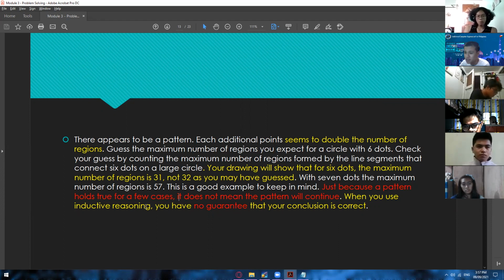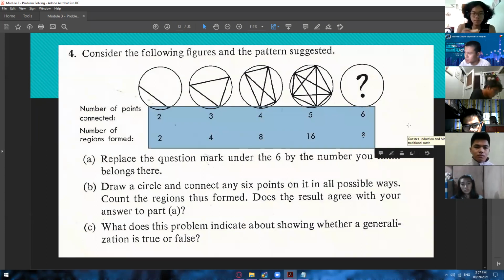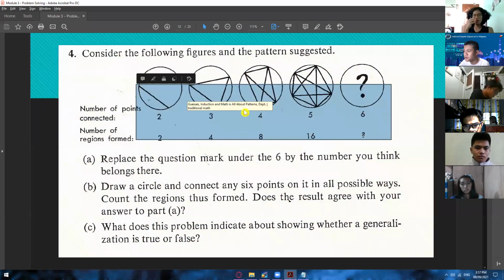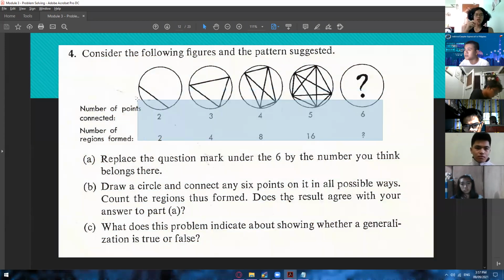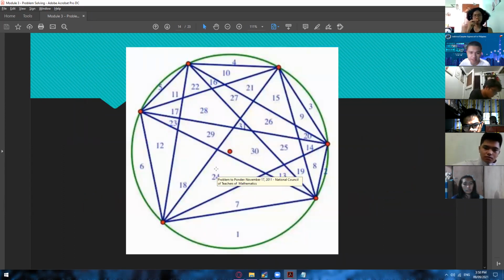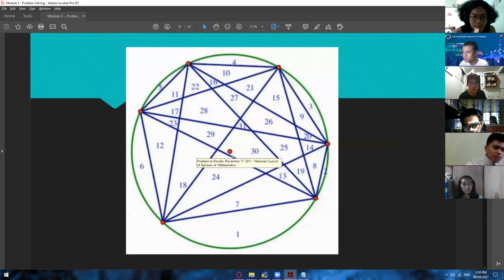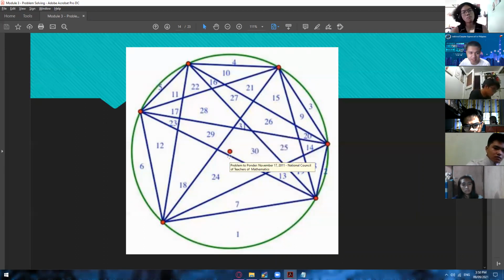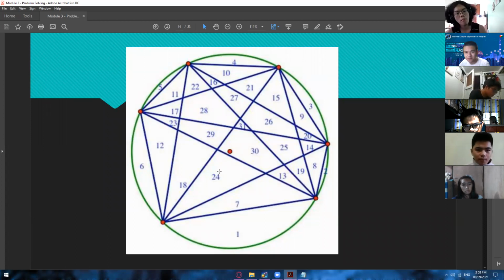So when you use inductive reasoning, we have no guarantee that your conclusion is correct. It's always 50-50. Even though you base it right here and your solution or your approach is correct, it's still not guaranteed. So in here, there is no guarantee. Here is the actual count of regions if we have a total of 6 connected dots, up to 31 only. You might want to try this one also.